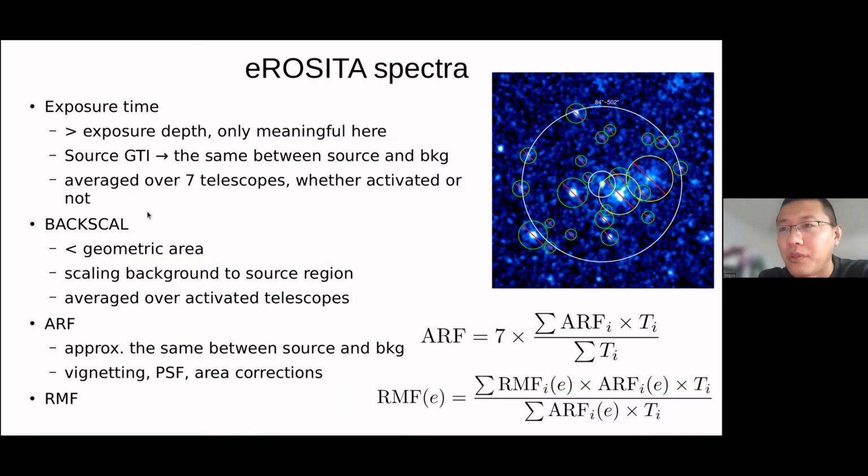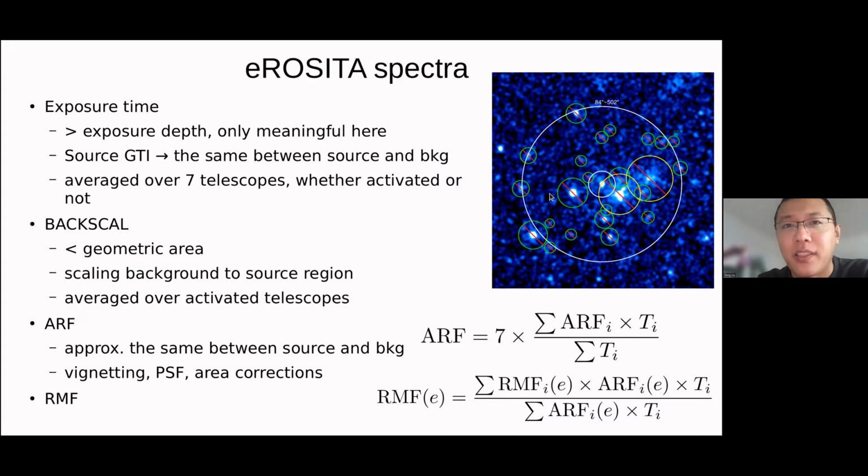I want to introduce to you the eROSITA spectral data, since it might be helpful if you want to work with eROSITA spectra sometime. Here is an example of a source. Here is a point source. We draw a white annulus region to extract background for it, and any detected sources are excluded.